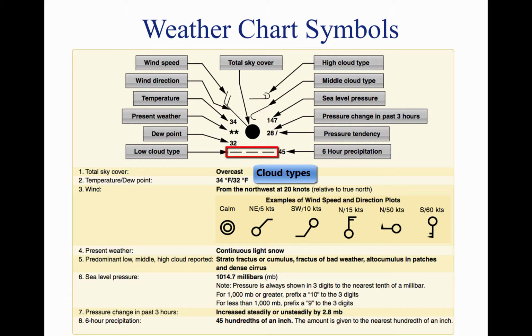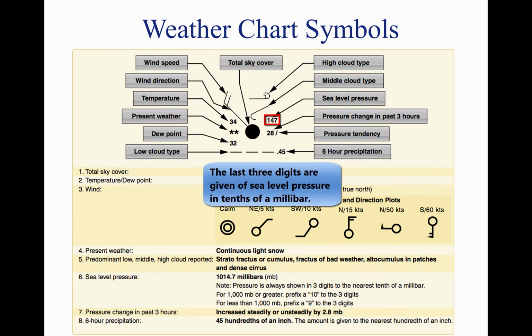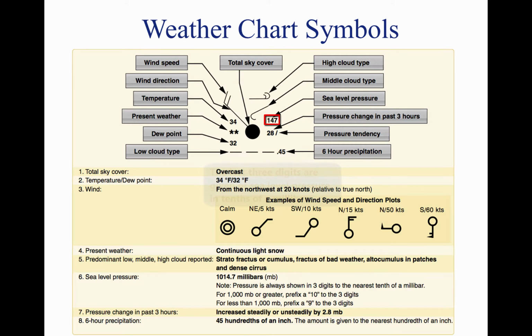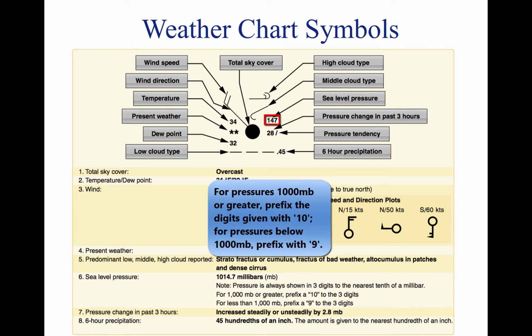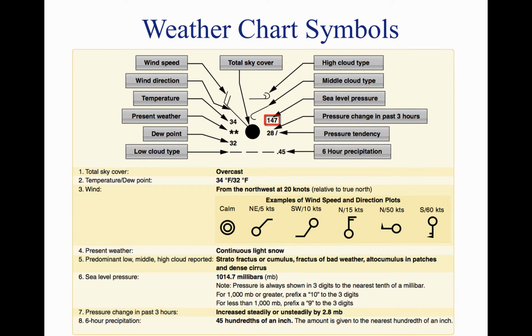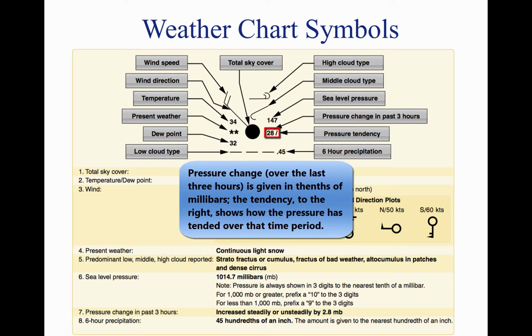Low cloud symbols are placed beneath the station model, while middle and high cloud symbols are placed directly above the station model. Typically, only one type of cloud will be depicted with the station model. 4. Sea level pressure, given in 3 digits to the nearest tenth of a millibar, MB. For 1,000 millibars or greater, prefix a 10 to the 3 digits. For less than 1,000 millibars, prefix a 9 to the 3 digits. 5. Pressure change tendency. Pressure change in tenths of millibars over the past 3 hours. This is depicted directly below the sea level pressure.